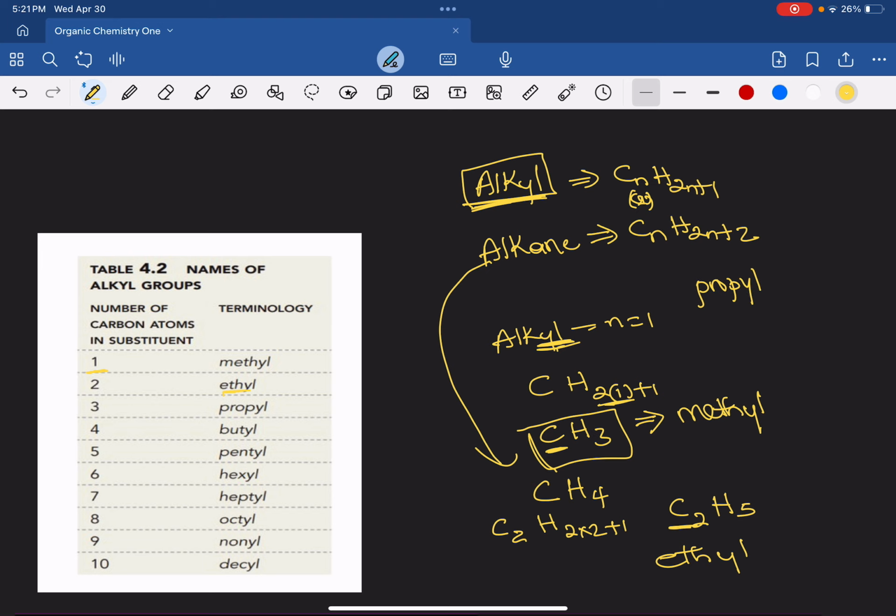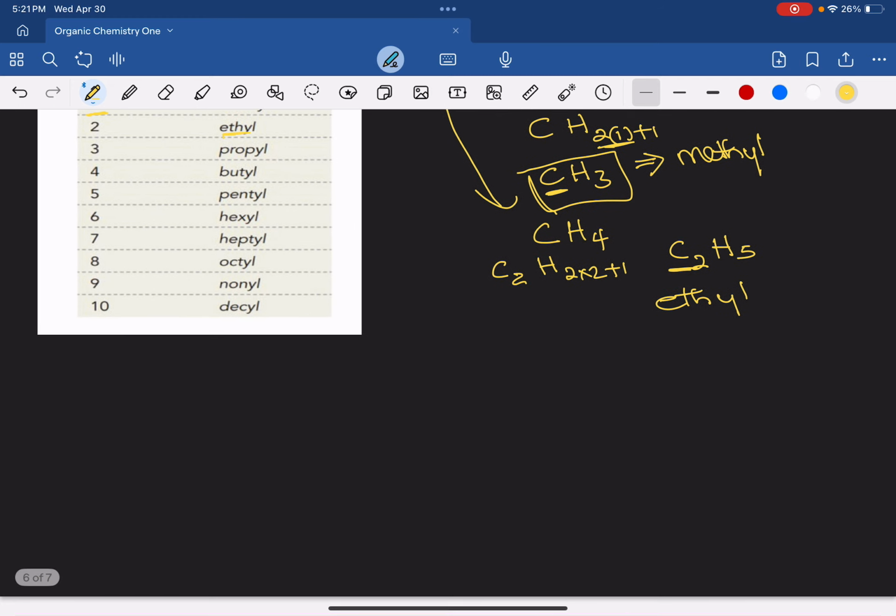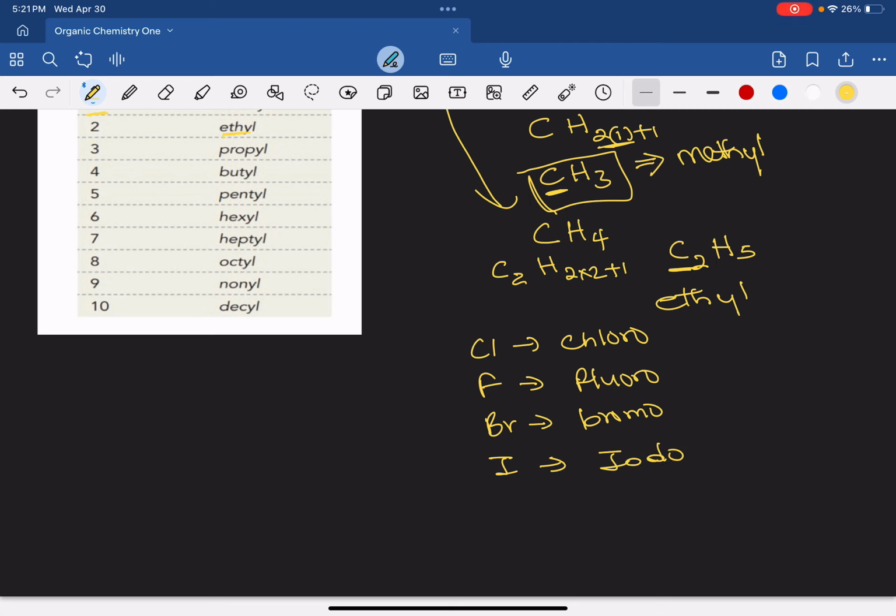I need to also teach you how to name your halogens. They will show up as branch groups occasionally on molecules. So if you have chlorine, it's chloro. If it's fluorine, it's fluoro. If it's bromine, it's bromo. And iodine is iodo. You need to remember these.